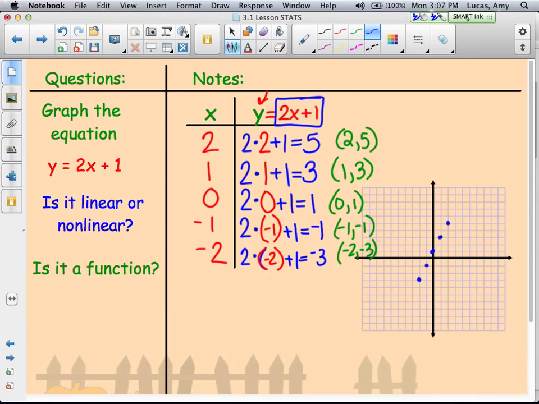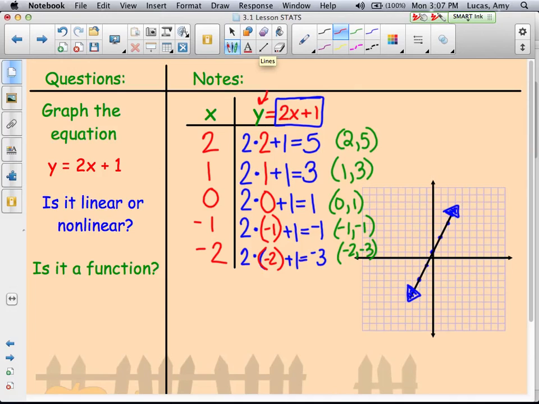If I connect these, you should see that they are in a straight line. So here's my line. I put an arrow on each end. These lines go on forever. And there's my graph. Now, let's answer these questions.